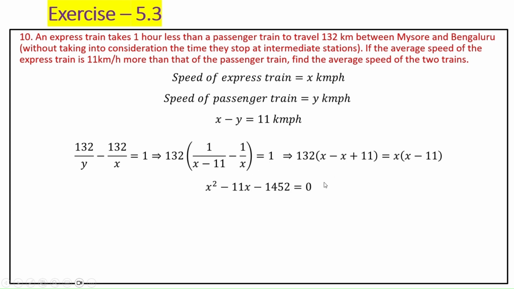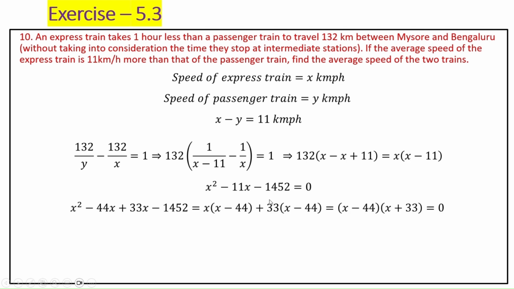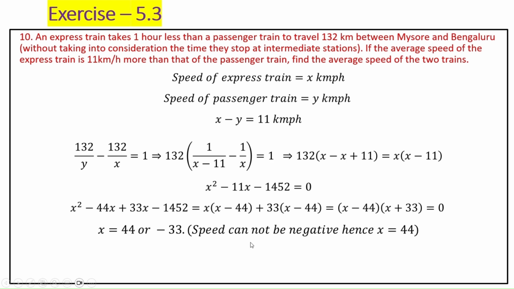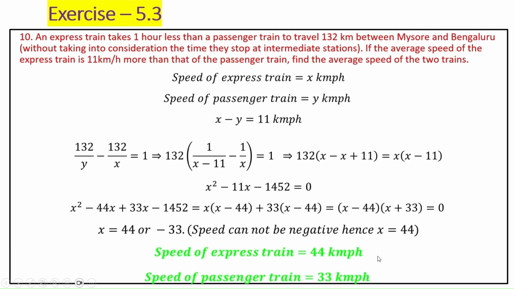So that implies 132 times (1/(x-11) - 1/x) equals 1. Simplifying the quadratic equation you will get x² - 11x - 1452 = 0. Now you can factorize, and this looks easy to factorize: minus 44 and plus 33. So you will get (x - 44)(x + 33) = 0. x equals 44 or -33. Speed cannot be negative, so x equals 44. So the speed of the express train is 44 kilometers per hour and the speed of the passenger train is 33 kilometers per hour.